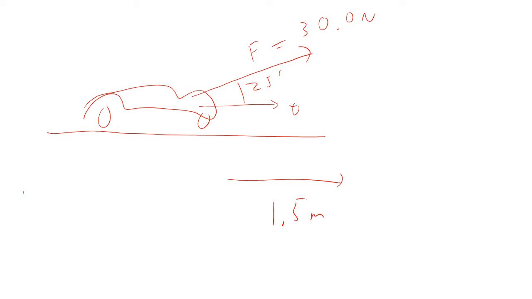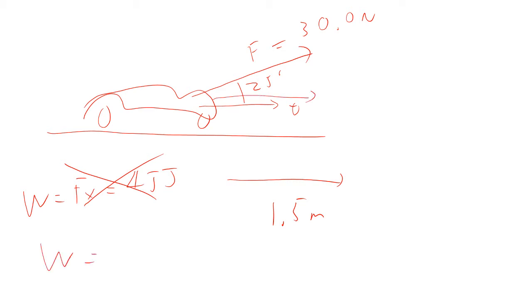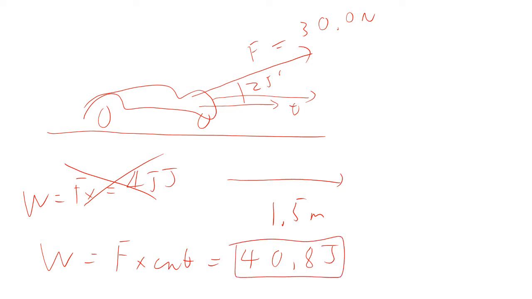then obviously the work, well, the work is normally force times distance, so you'd think that would be 45 joules. Well, it's not, okay, because only the component of the force in the direction of motion matters. So that means it's going to be F x cosine theta. And so that'll be 30 times 1.5 times cosine 25 degrees. So that comes out to be only 40.8 joules of work that you did.